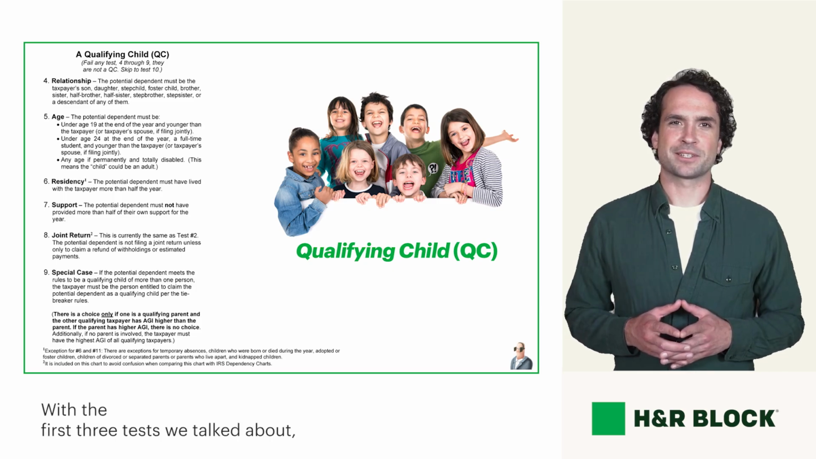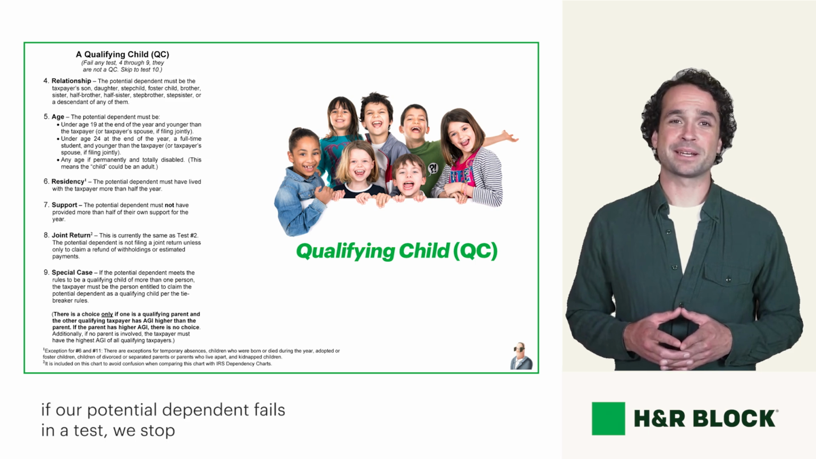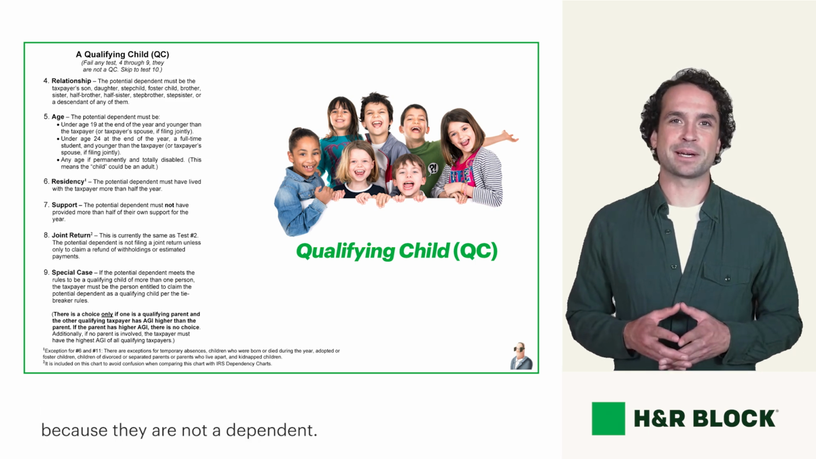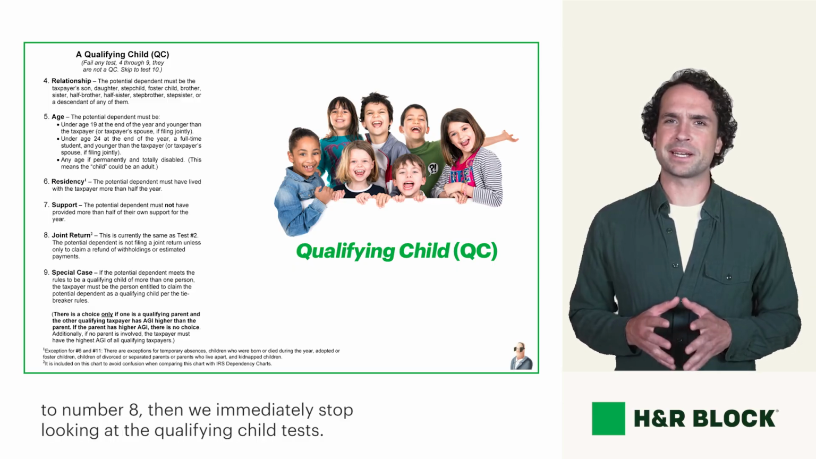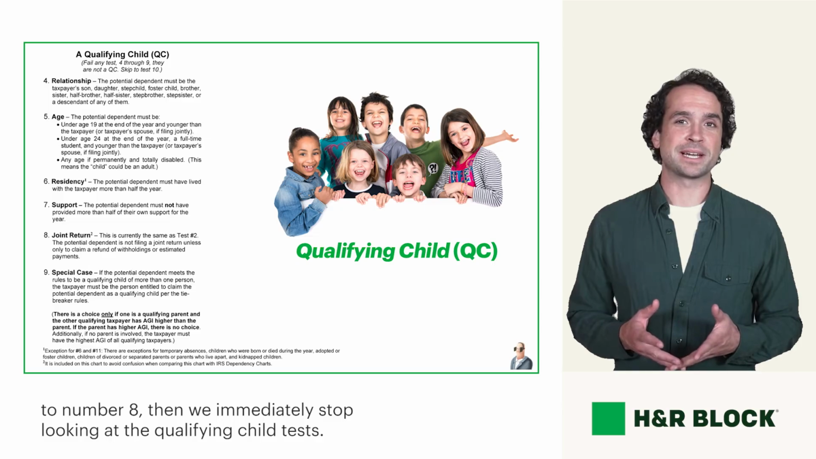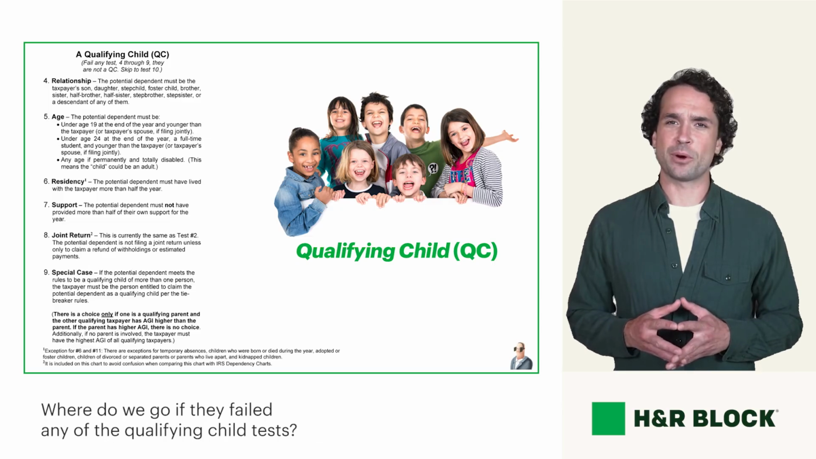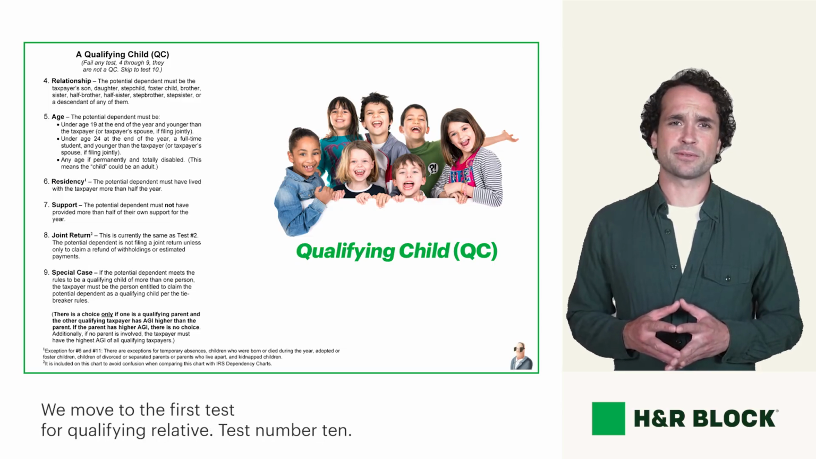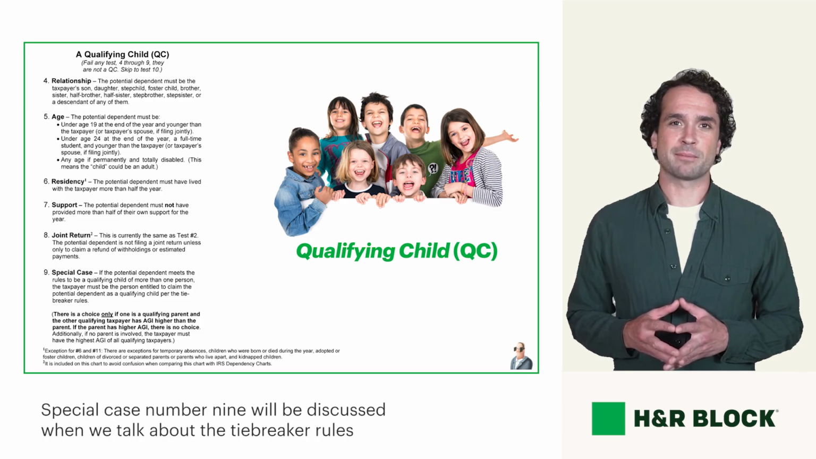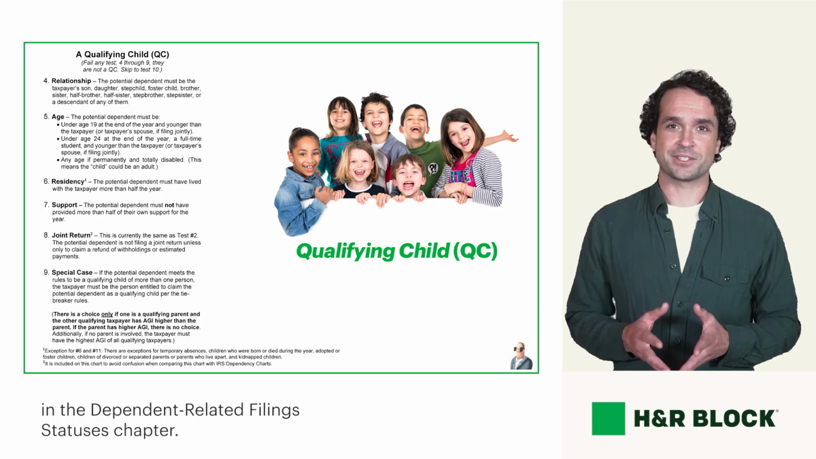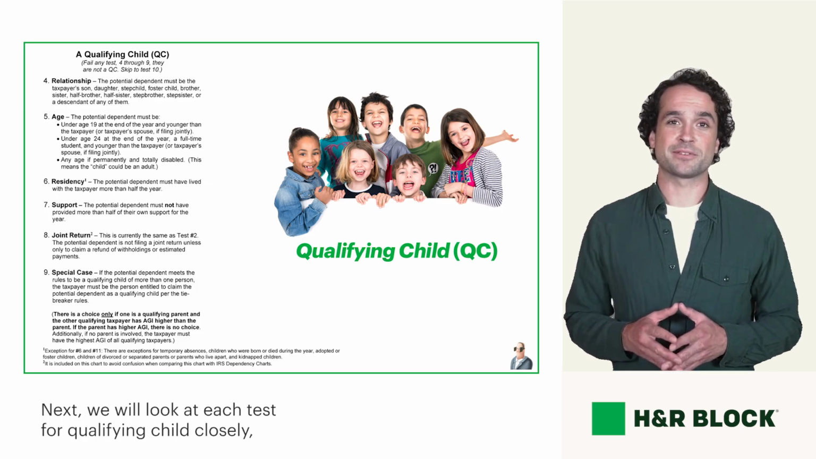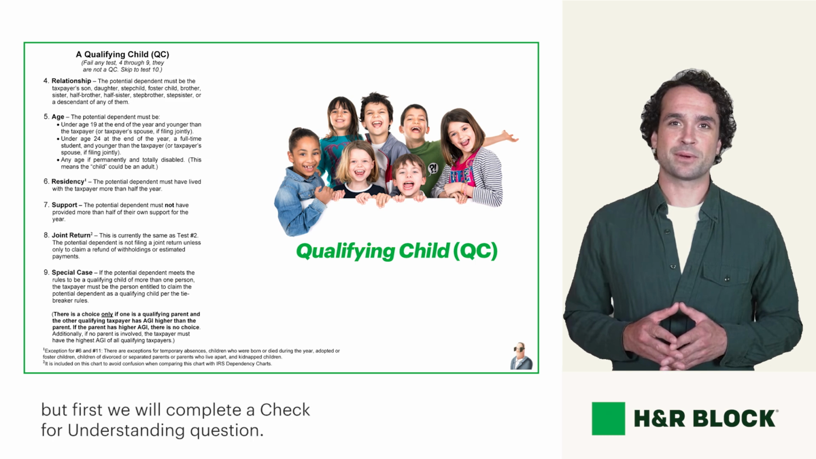With the first 3 tests we talked about, if our potential dependent fails any test, we stop, because they are not a dependent. If our potential dependent fails any of the tests from number 4 to number 8, then we immediately stop looking at the qualifying child tests. Where do we go if they failed any of the qualifying child tests? We move to the first test for qualifying relative. Test number 10. Special case number 9 will be discussed when we talk about the tiebreaker rules in the dependent-related filing statuses chapter.